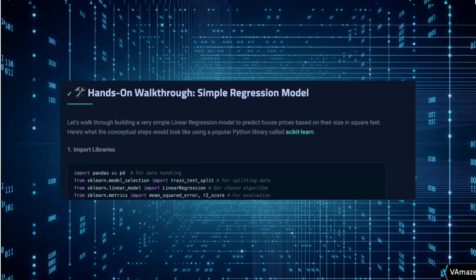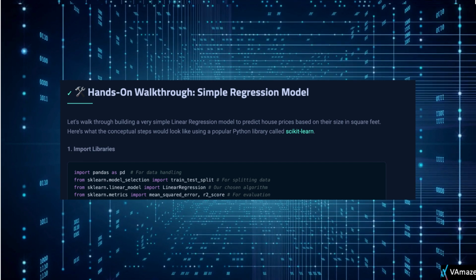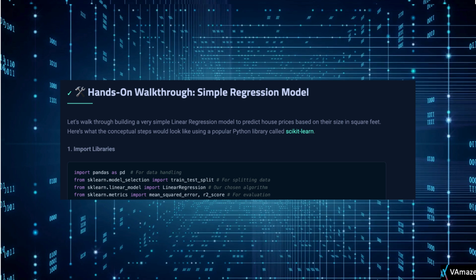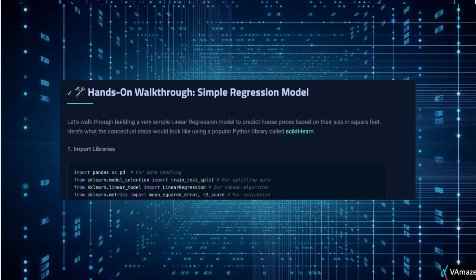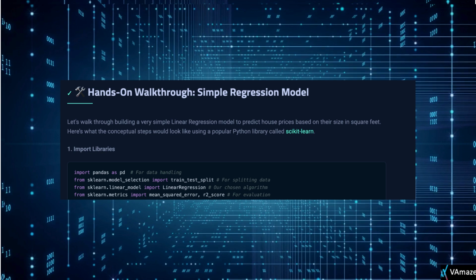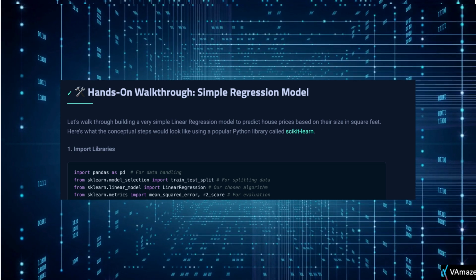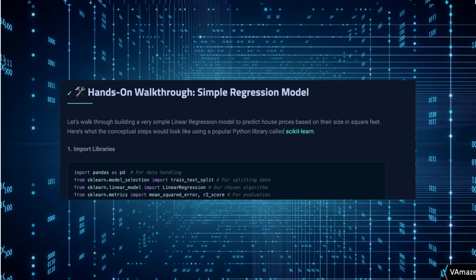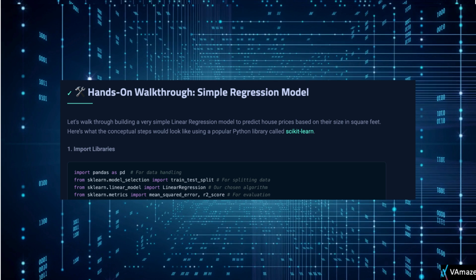Segment 5. Hands-on walkthrough of building a simple regression model conceptually. Let's walk through building a very simple linear regression model to predict, say, house prices based on their size in square feet. Here's what the conceptual steps would look like using a popular Python library called scikit-learn, which is often abbreviated as sklearn, which is a go-to for traditional ML algorithms.